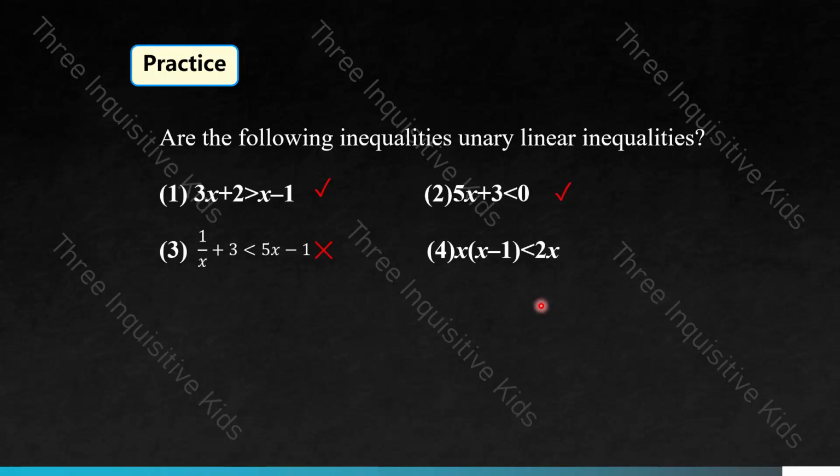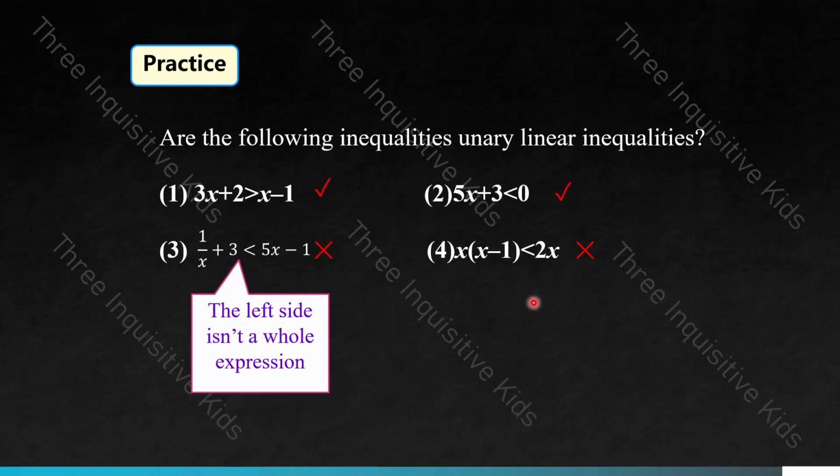And for our final one, it is not a unary linear inequality either. Why? Well, let's first look at why these aren't unary linear inequalities. First, for the third one, the left side isn't a whole expression. And for the last one, when you simplify it down to its simplest form, you get x squared. And x squared is not a variable raised to the first power.